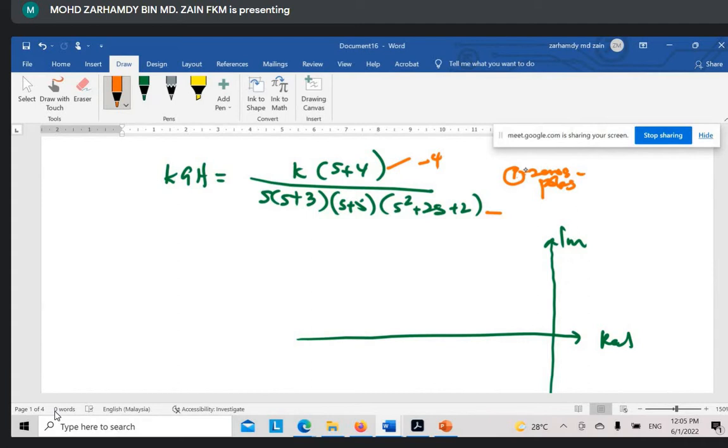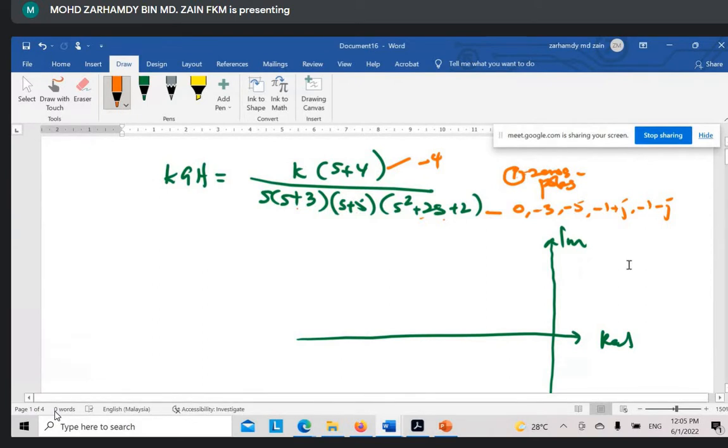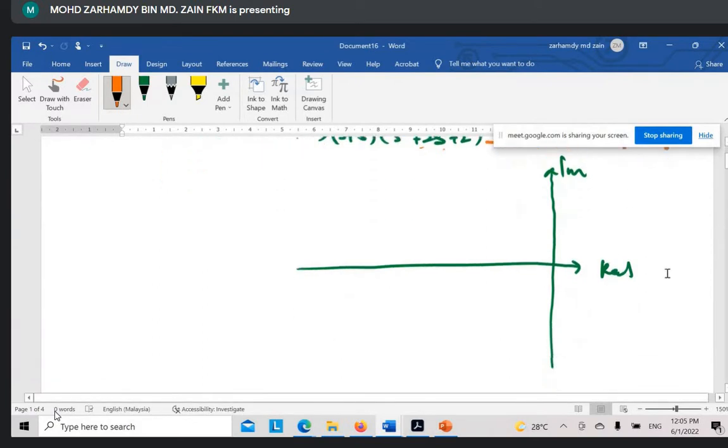how many poles do we have here, class? We have 1, 2, 3, 4, 5. So we have 0, -3, -5, and we have -1+j and -1-j. So 1, 2, 3, 4, 5 poles and 1 zero, so 6 points are located in the S-plane.